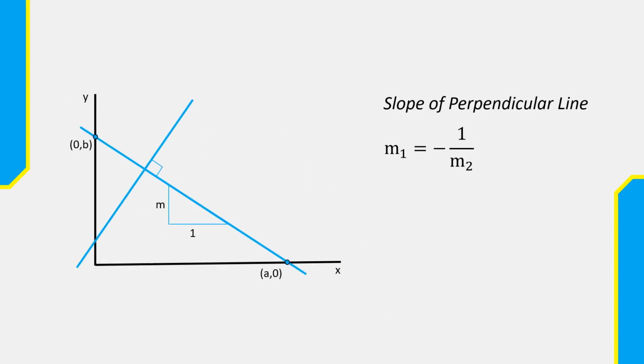If two lines are perpendicular to each other, then their slopes m1 and m2 are the negative reciprocals of each other. For example, if we have a slope of 3 for one line, the slope perpendicular to that line would be -1/3.